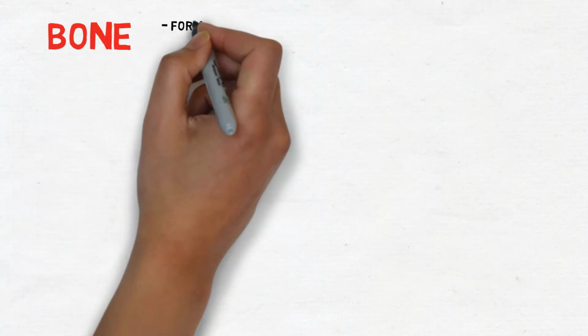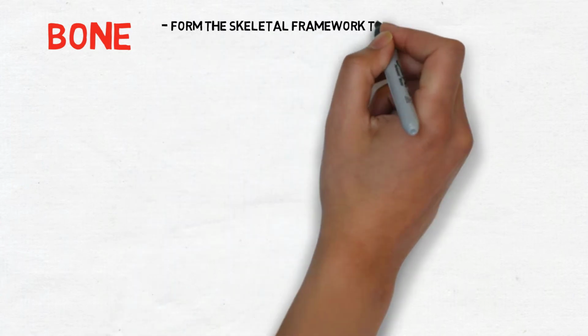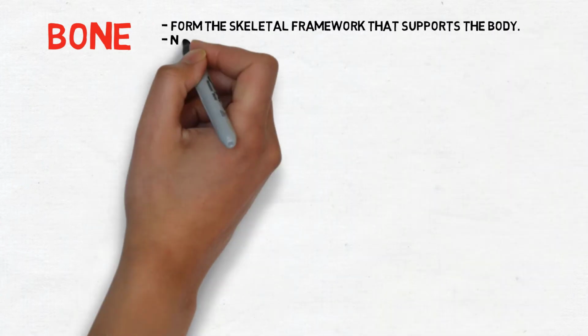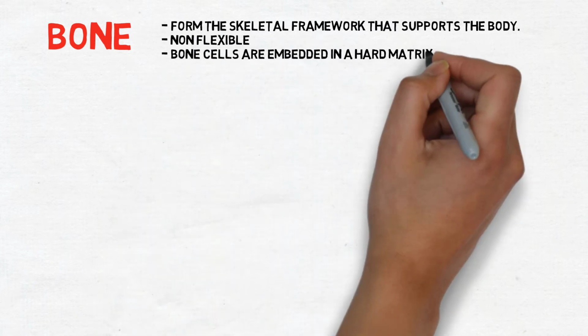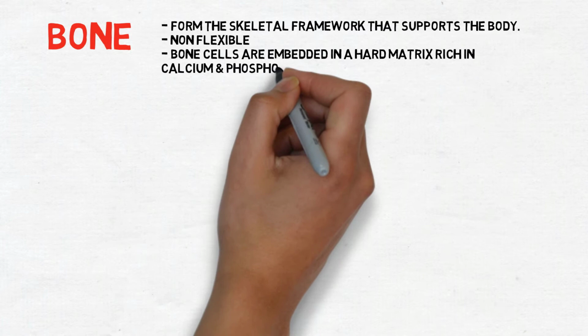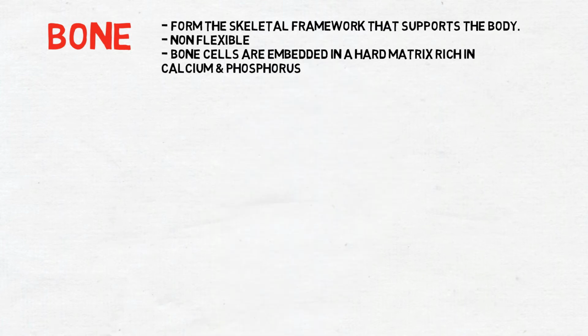Bones form the skeleton framework that supports the body. Bones are non-flexible. Bone cells are embedded in a hard matrix rich in calcium and phosphorus, which is also why we should eat a calcium-rich diet to keep our bones strong.